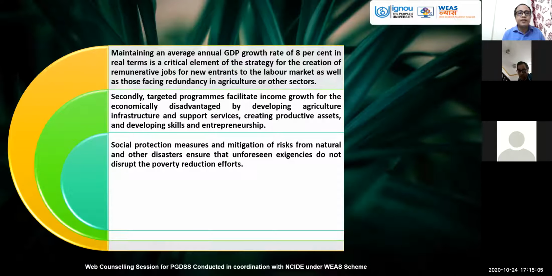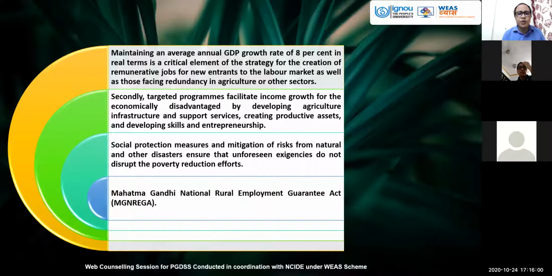Another important area to look at to end poverty is that our social protection mechanism is very weak. So we need social protection measures and mitigation of risks from natural disasters, to ensure that unforeseen exigencies do not disturb poverty reduction efforts. Particularly in this era of climate change, climate change never leaves anyone. It impacts each and every individual, each and every member of species, including flora and fauna. So we need such social protection measures to mitigate unpredictable natural disasters.